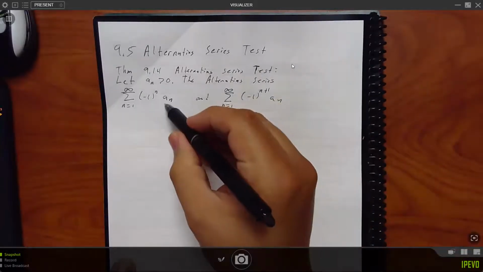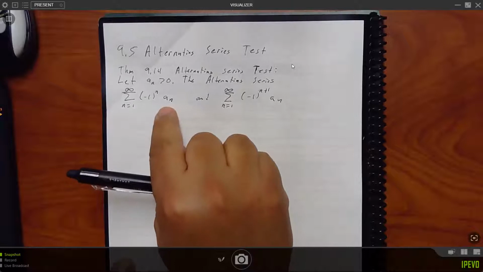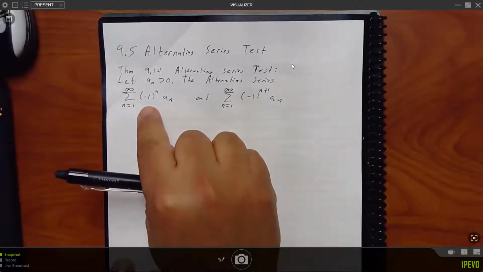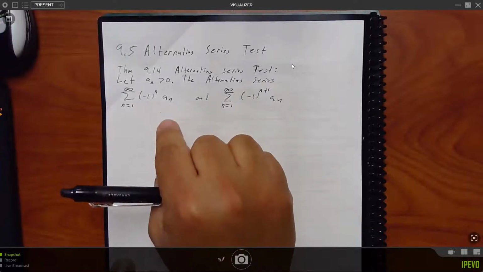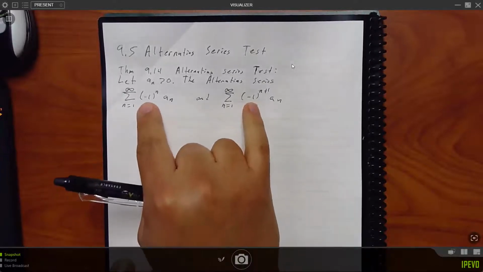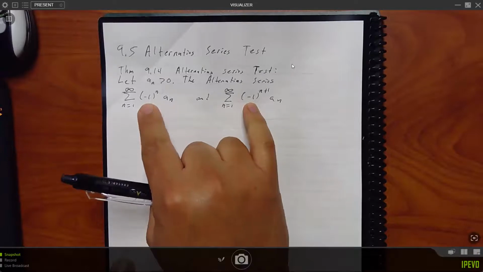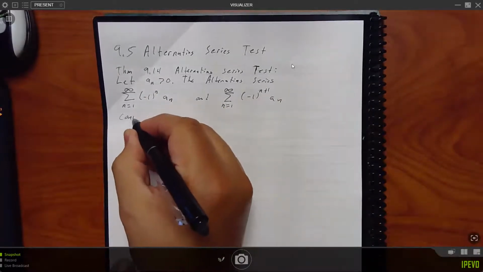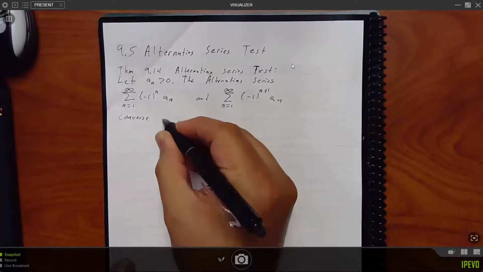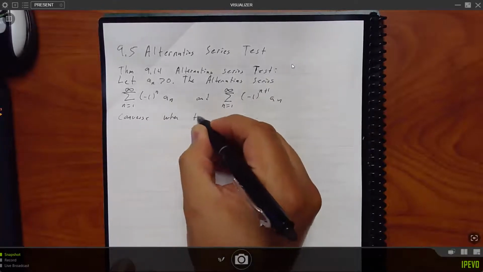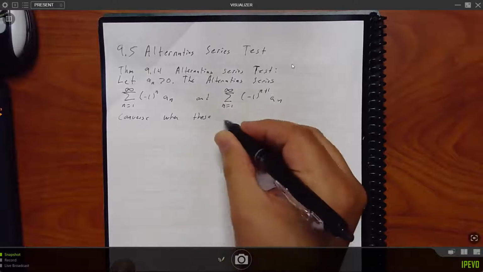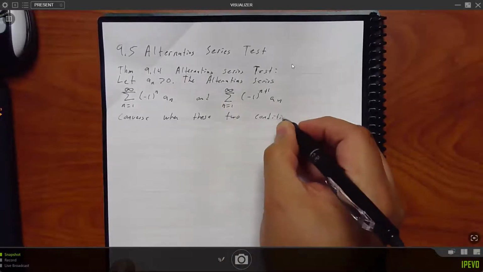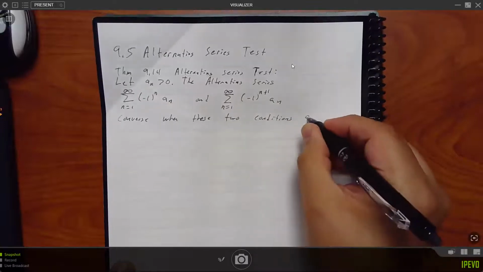So you have some sequence. Remember, these could be any sequences we've already talked about times an alternating component. You see how these pieces force it to alternate, right? It could be anything. So they converge when these two conditions are met.